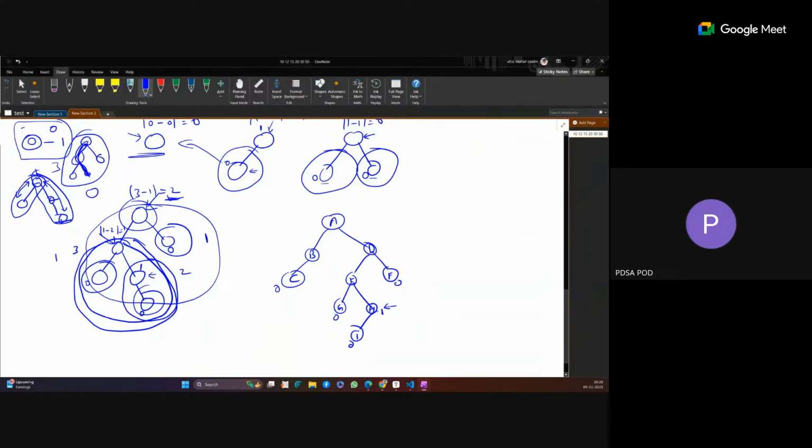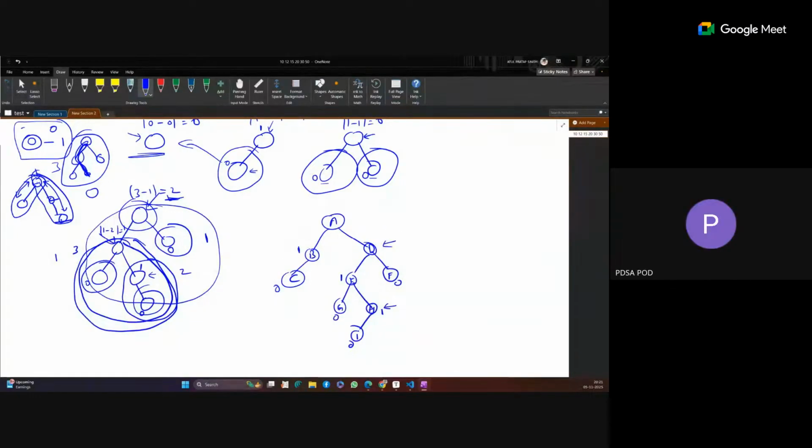This is correct. Tell me the balance factor for E. It's also 1. This is 1, correct. The height of this left subtree is 1 and the height of the right subtree is 2. So 1 minus 2 is 1. Now the balance factor for B, 1. So 1 minus 0, 1.